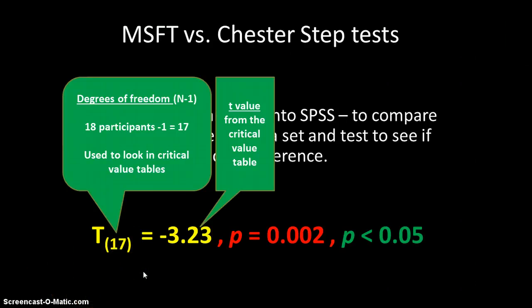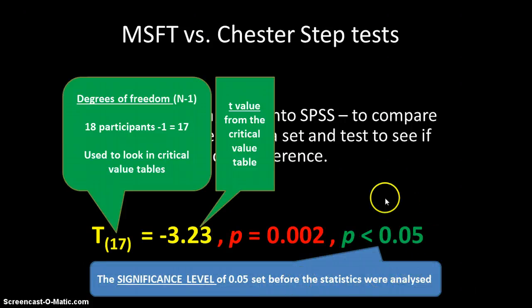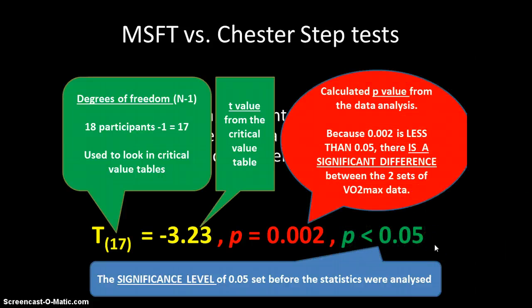Nowadays we just use software, chuck in the information and it gives us an answer. So this t-value is what you'd have got from critical value tables. Most importantly, we've recognised that this is our p-value, the 0.05 significance level, and we have to compare these two results. The calculated p-value from our test comes out as 0.002, and because it is less than 0.05, we know that there is a significant difference between the two sets of VO2 max data.